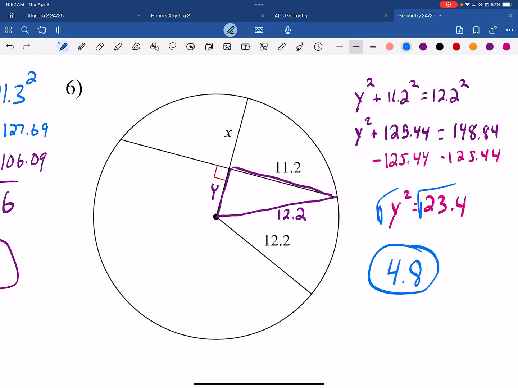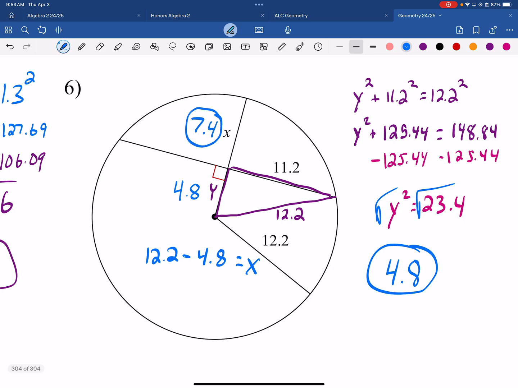Is that my answer? No, that's not my answer. This right here is 4.8. That's why we talked about the plan beforehand. As we said, if we could find our y value, and I took 12.2 minus that y value, 4.8, that was going to give us our x value. So 12.2 minus 4.8, 7.4 is the length of x.